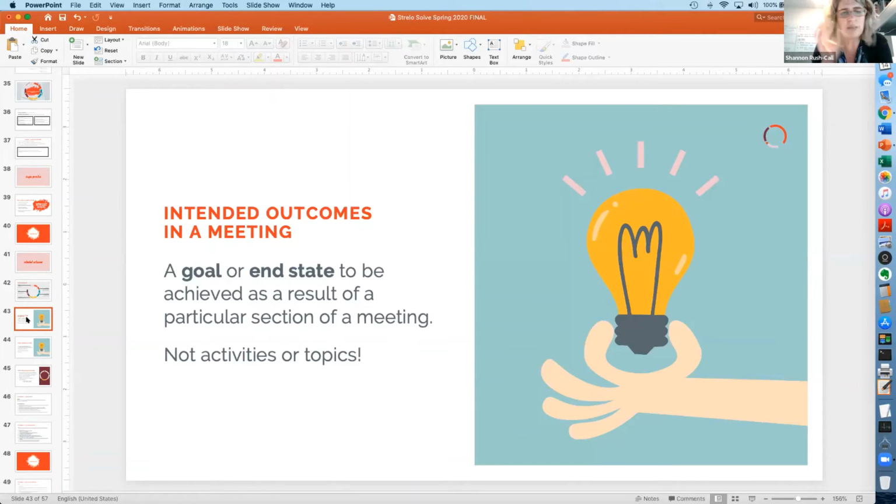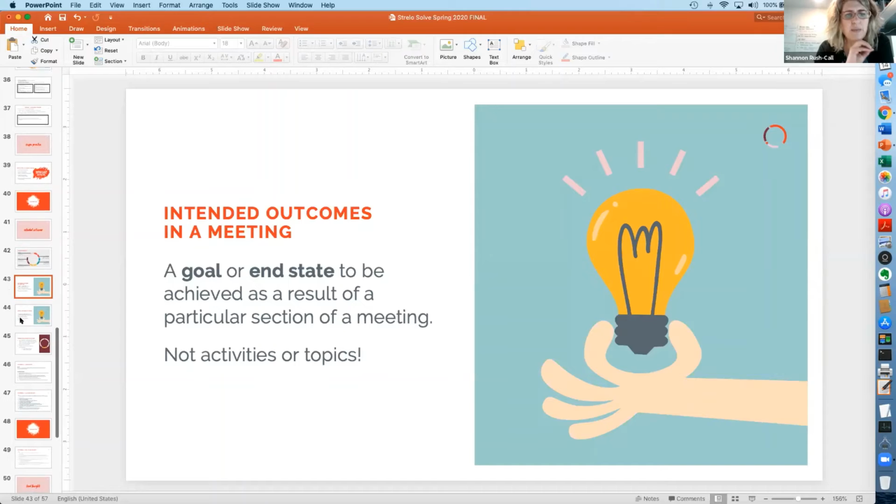So you've already been building your muscle around outcome-based thinking, and we've been doing that in the context of meetings. This is how we define intended outcomes in the context of a meeting: a goal or end state to be achieved as a result of a particular section of a meeting. And in the meeting, we've been really clear, it's not activities and it's not topics.